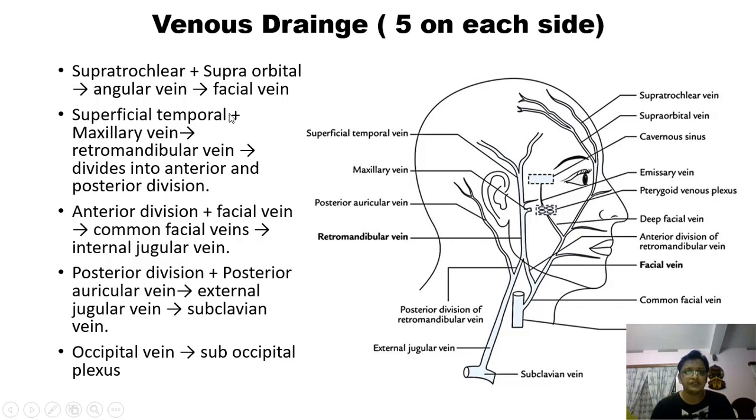And from this superficial temporal plus maxillary vein, superficial temporal and maxillary, it goes down to retromandibular vein. From there, it divides into anterior and posterior division. So this anterior division joins with the facial vein to form common facial vein, which ends up into the internal jugular vein. So this posterior division goes with this posterior auricular vein to form external jugular vein, and that ends into a subclavian vein. And there is some occipital vein with sub-occipital plexus.